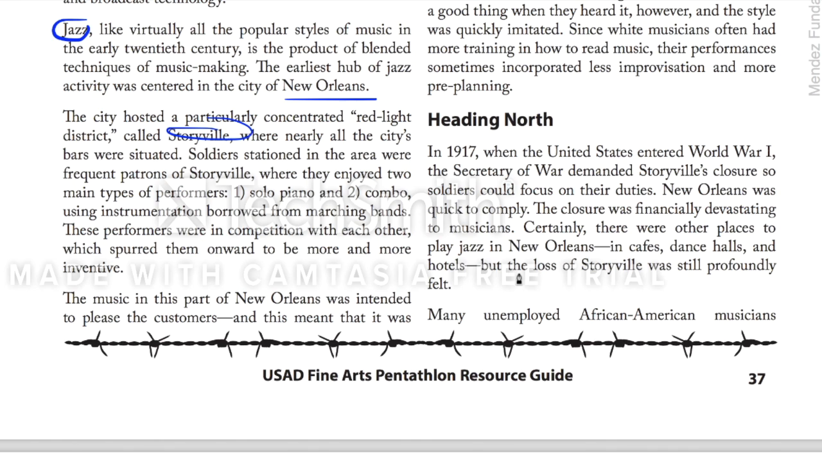Soldiers stationed in the area were frequent patrons of Storyville, where they enjoyed two types of performance, solo piano and combo, using instrumentation borrowed from marching bands. These performers were in competition with each other, which spurred them onward to be more and more inventive.